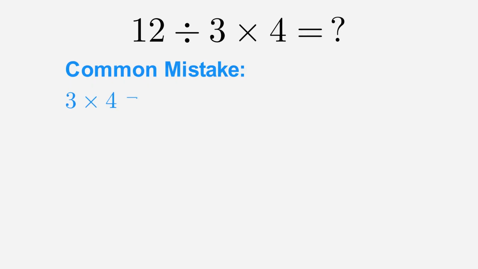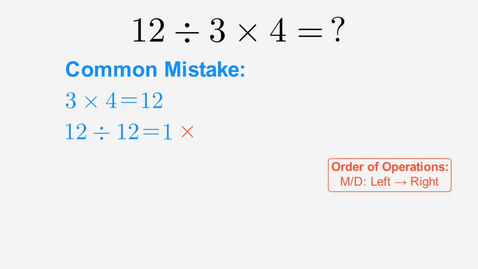You saw multiplication and thought, multiplication comes first, so 3 times 4 is 12. Then 12 divided by 12 is 1. Your answer is 1. Or maybe you went left to right. 12 divided by 3 is 4, then 4 times 4 is 16. Only one of these is right, and it's probably not the one you picked.